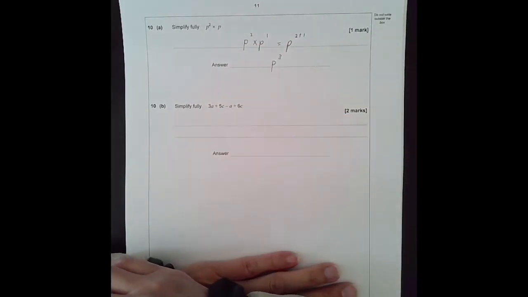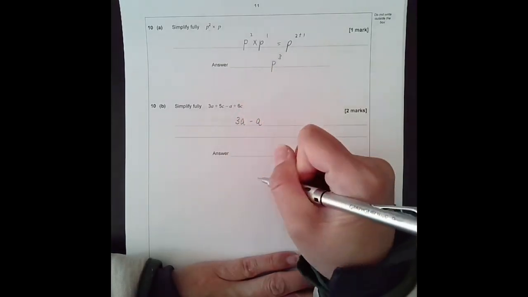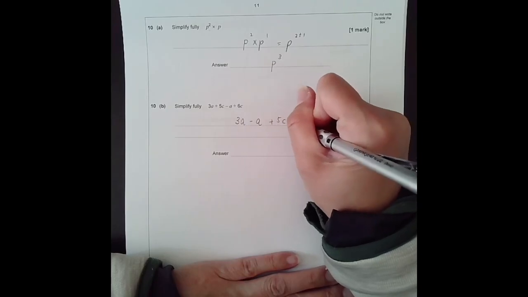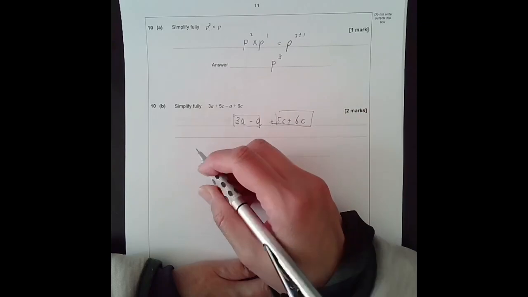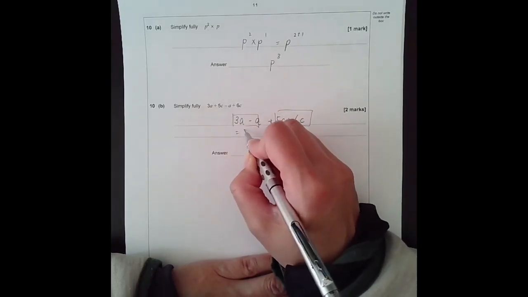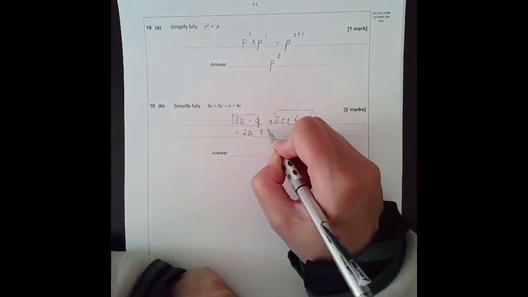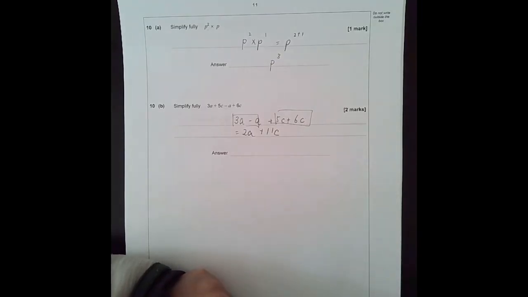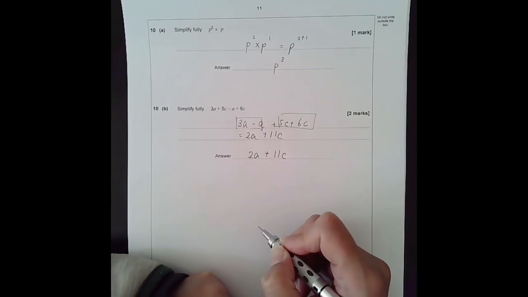B, we simplify it, we collect common terms. So we could do 3a minus a, put the a together, plus 5c plus 6c. Now we have the common terms, then we can put them together. 3a minus a is 2a, 5c plus 6c, 5 plus 6 is 11. So all together, this is what we got. So we have 2a plus 11c.